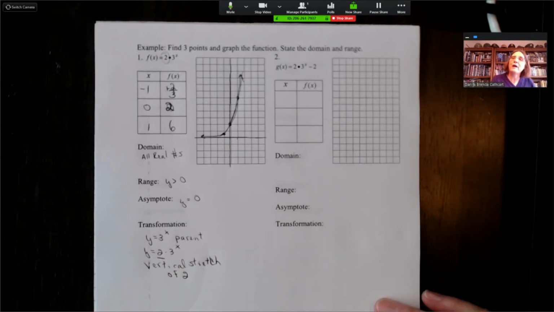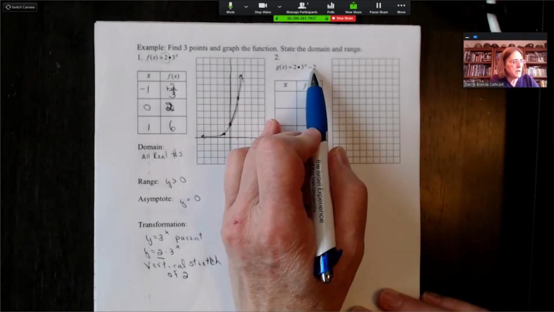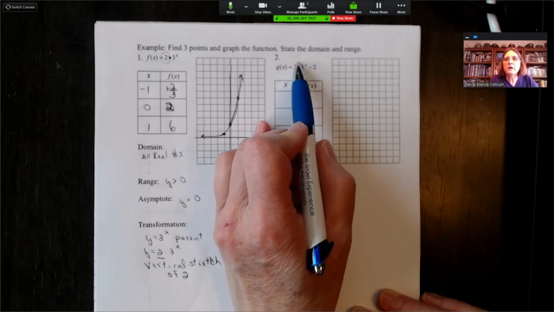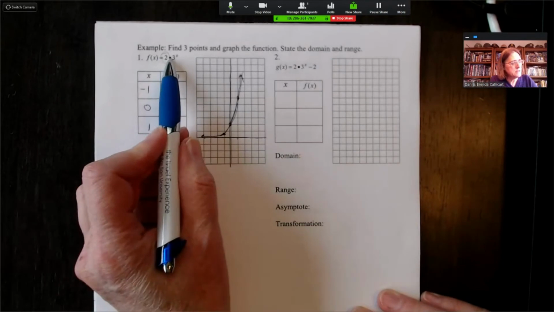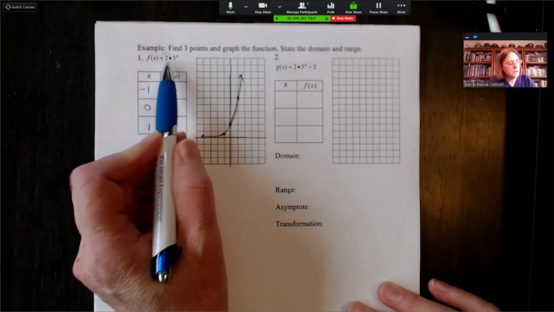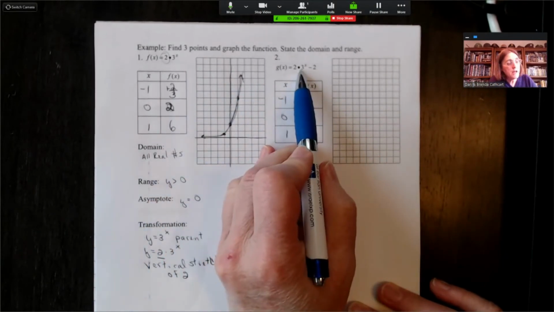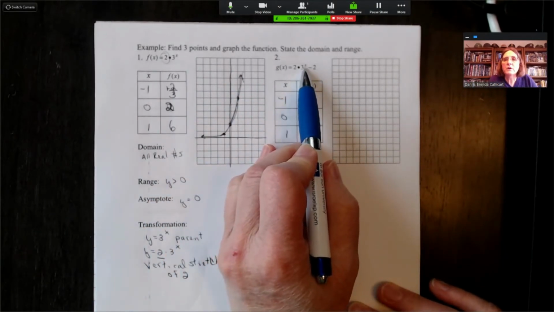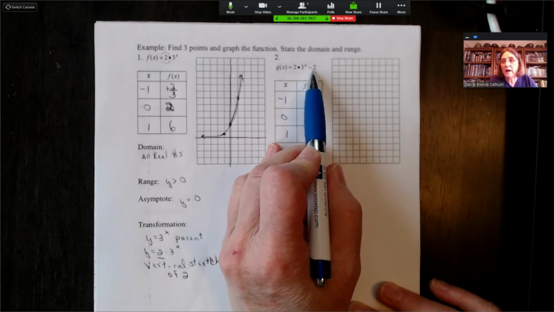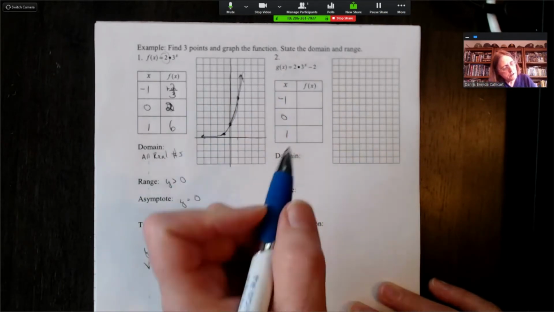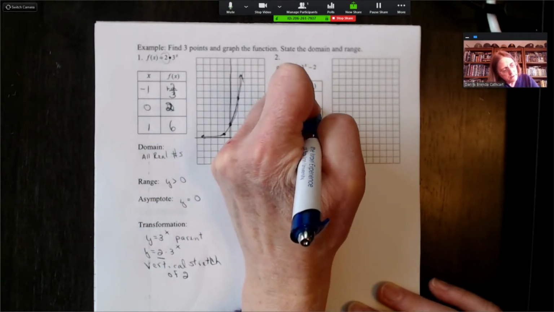Let's take a look at another graph. Let's take a look at g of x equals 2 times 3 to the x minus 2. Notice, by the way, that our exponential portion, 3 to the x, is the same as it was here. Let's choose the same values for x. If x is -1, we have 3 to the -1, which is 1/3 times 2. And then we have to subtract 2. So 2/3 minus 2 is -1 and 1/3.